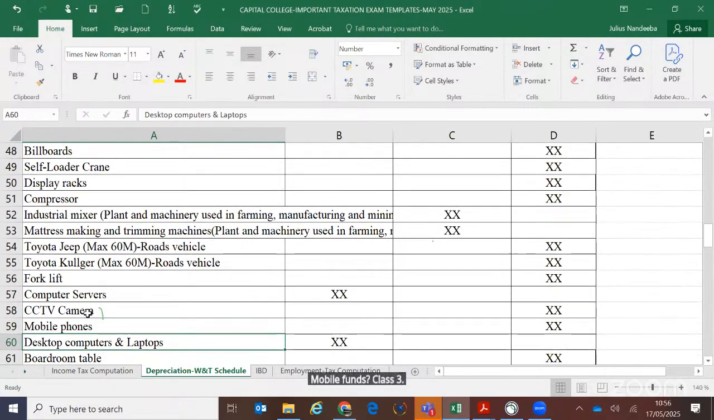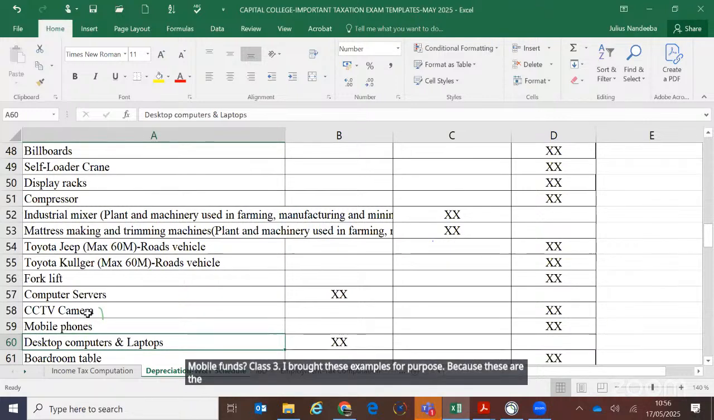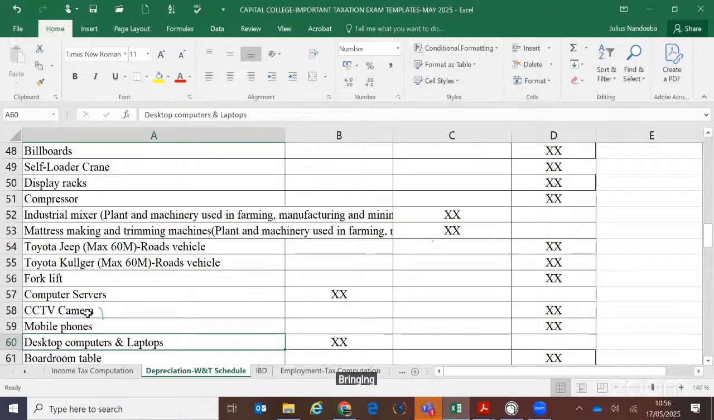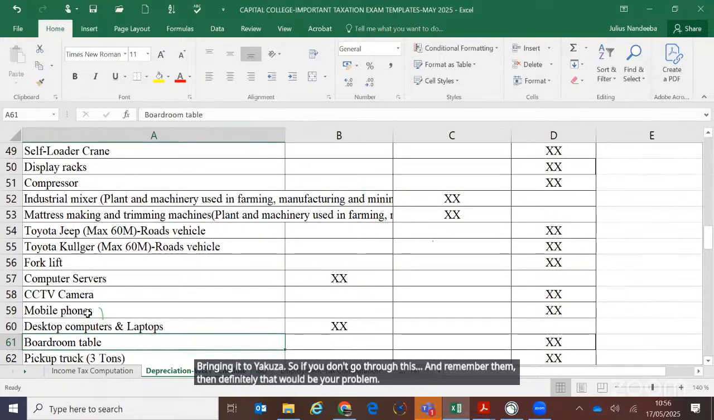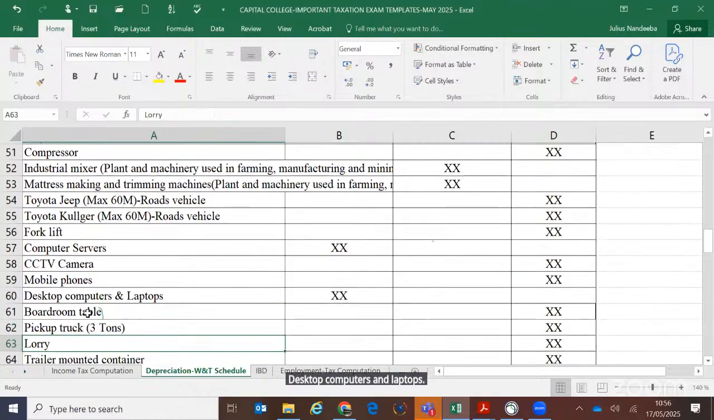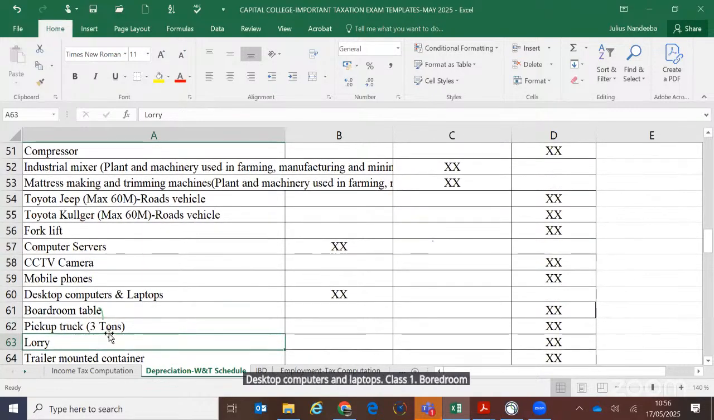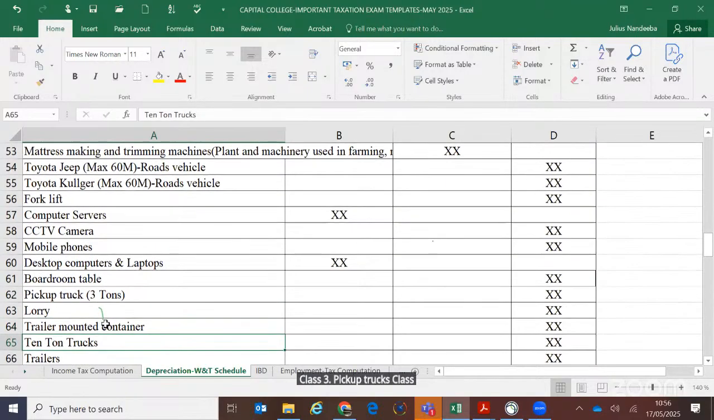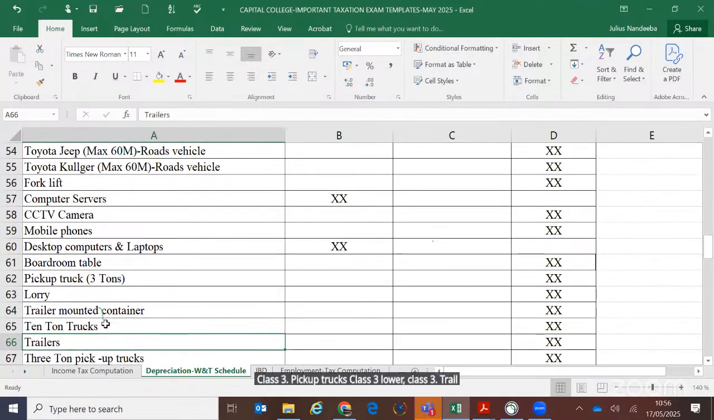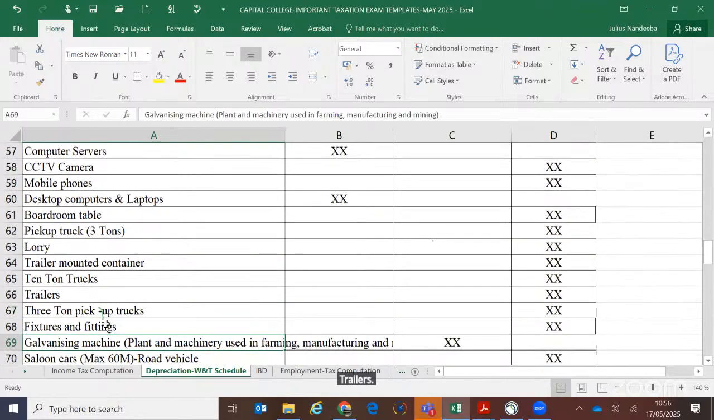I brought these examples for a purpose, because these are the examples that the examiner has kept on bringing into your exam. So if you don't go through this and remember them, then definitely that will be your problem. Desktop computers and laptops, class 1. Boardroom table, class 3. Pickup trucks, class 3. Lorry, class 3. Trailer mounted, class 3. Trailers, etc. fixtures and fittings.